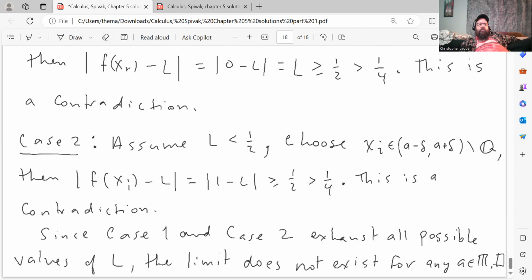Let's move on to case 2. So here, assume that L is less than 1/2 and choose an irrational number in the interval from a minus delta to a plus delta minus Q. Then the absolute value of f of x sub i minus L is equal to the absolute value of 1 minus L, because when you evaluate f at an irrational number, it's equal to 1 by the definition of f. And here, since L is less than 1/2, 1 minus L is greater than or equal to 1/2, which is greater than 1/4. And again, that's a contradiction. Okay, so since case 1 and case 2 exhaust all possible values of L, that means that the limit does not exist for any real number A.